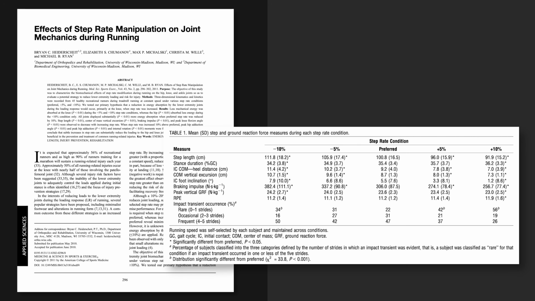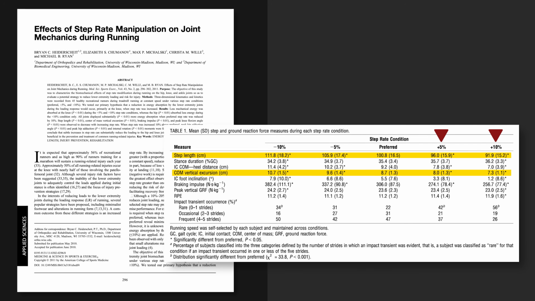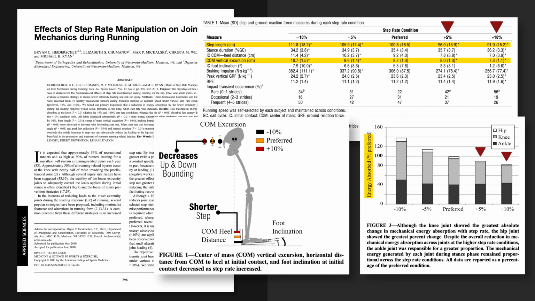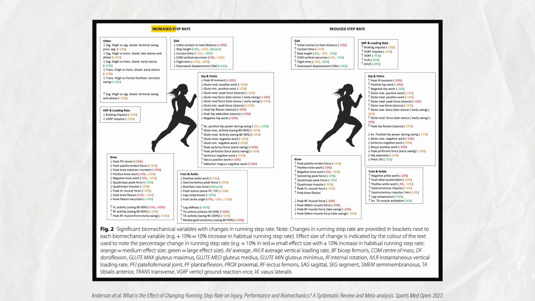Heiderscheit et al. in 2011 reported a decrease in vertical center of mass excursion and step length with a 5 to 10% increase in running cadence above preferred. Essentially, this decreases a runner's bounding up and down and forces them to take shorter steps. Interestingly, this also led to significant decreases in energy absorption per step at the hip, knee, and ankle, with the most notable changes being a 20% and 34% decrease in energy absorption at the knee, with a 5% and 10% increase in running cadence, respectively. This is consistent with other biomechanical investigations of increasing step rate, although long-term follow-up in these studies is limited.